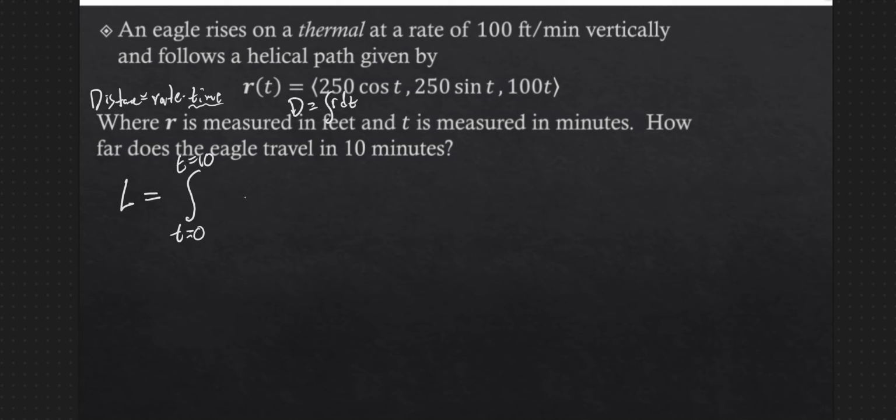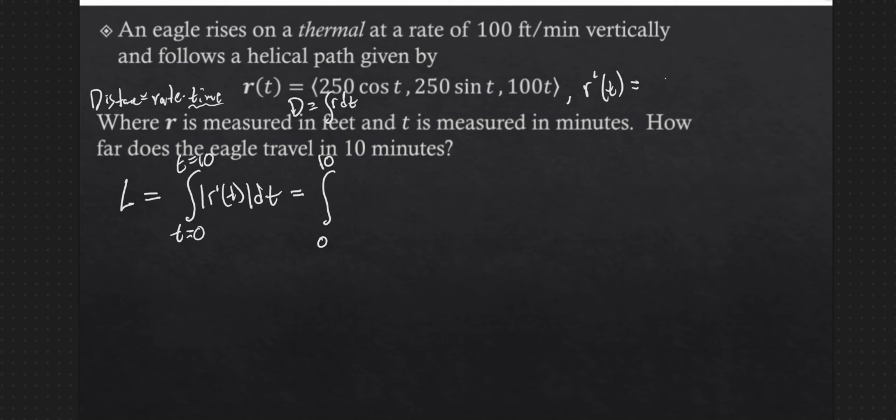But what is the rate other than the derivative of this? Or rather, the magnitude of the derivative, right? Remember, that represents speed. We want a scalar quantity here. So this is really what we're going to be evaluating. Let's set this up. We're integrating from 0 to 10 the magnitude of r prime. So up here, I'll go ahead and find r prime of t, and then I'll transfer it down here.